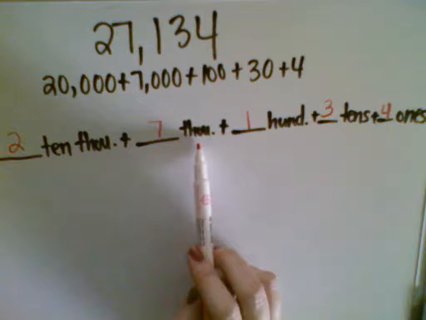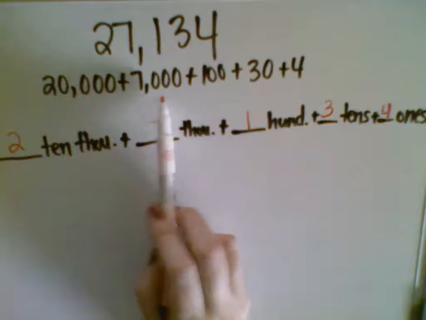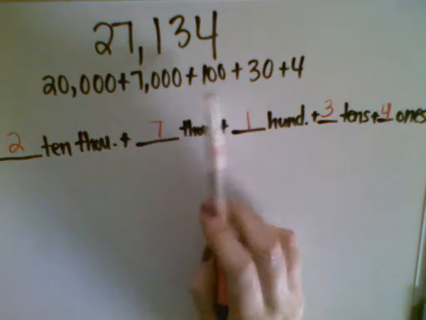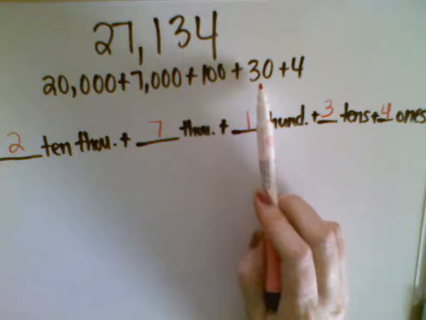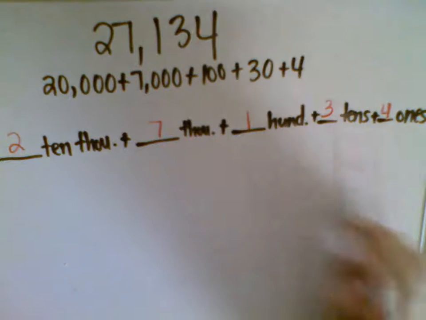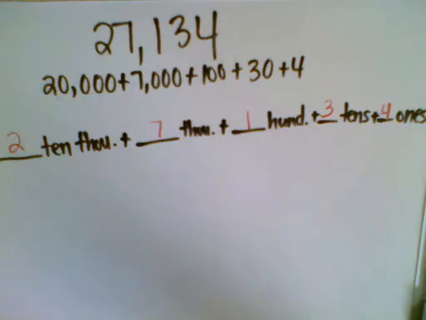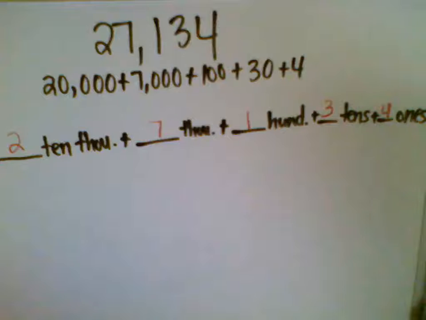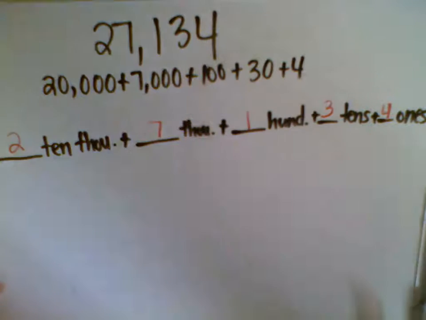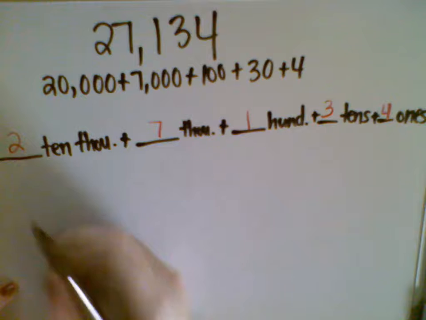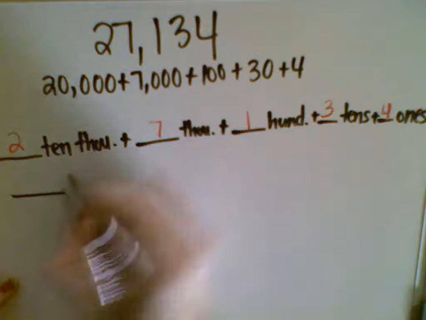I have 7 thousands, which is equal to 7,000. I have 100, which is equal to 100. I have 3 tens, which is valued at 30. And I have 4 ones, which is valued at 4. So we got that. So far, so good, right? Next, though, you might see something like that. 27,134 might be the number that you are given, okay? But you might see something that looks like this instead.